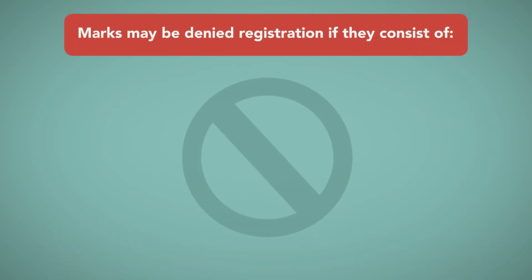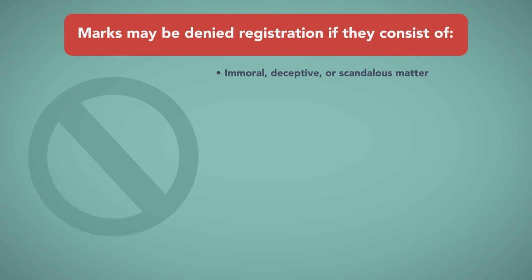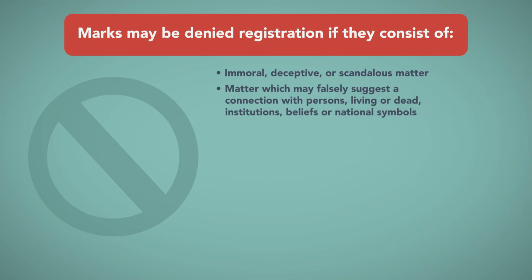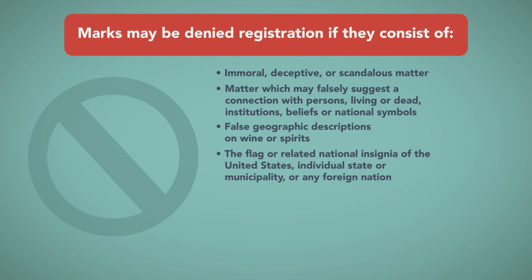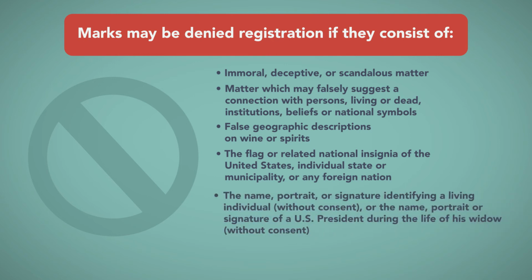Marks may be denied registration if they consist of immoral, deceptive, or scandalous matter which may falsely suggest a connection with persons, living or dead, institutions, beliefs, or national symbols, false geographic descriptions on wine or spirits, the flag or related national insignia of the United States, individual state, or municipality, or any foreign nation, the name, portrait, or signature identifying a living individual without consent, or the name, portrait, or signature of a U.S. president during the life of his widow without consent, or currently registered marks that haven't been abandoned.